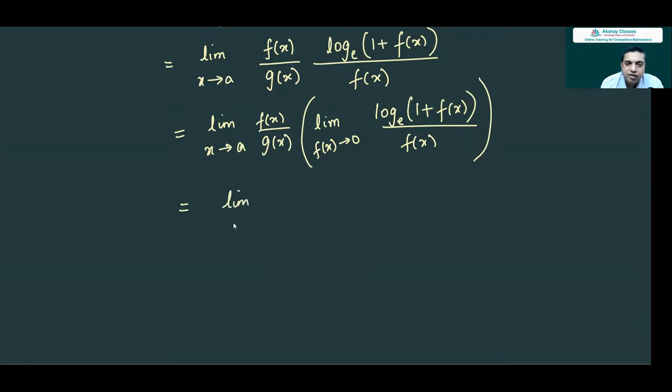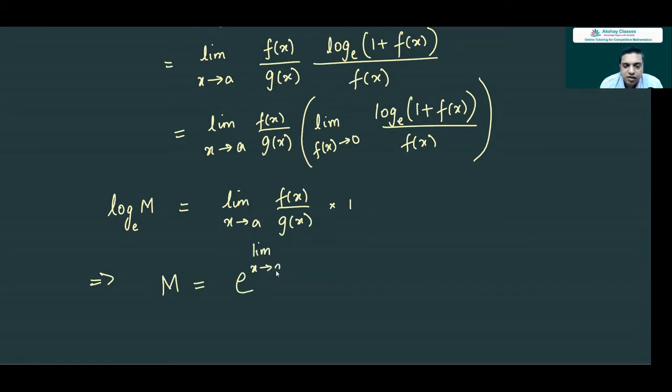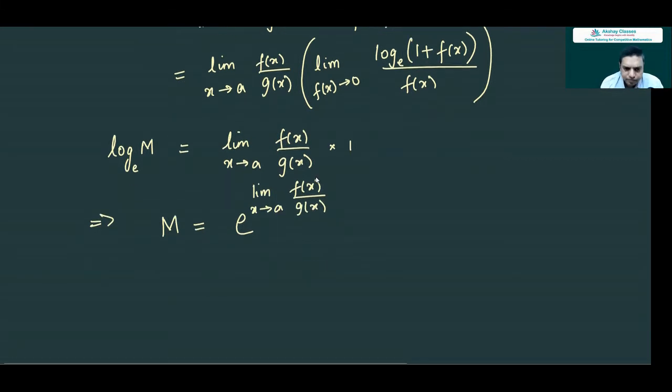So we are left with limit x tends to a f of x upon g of x. Both are going to 0. It is a 0 by 0 form into 1. So this is same as log m, but we want m, right? So m is, after you evaluate this limit, e power limit x tends to a f of x upon g of x. That is how we get this result.